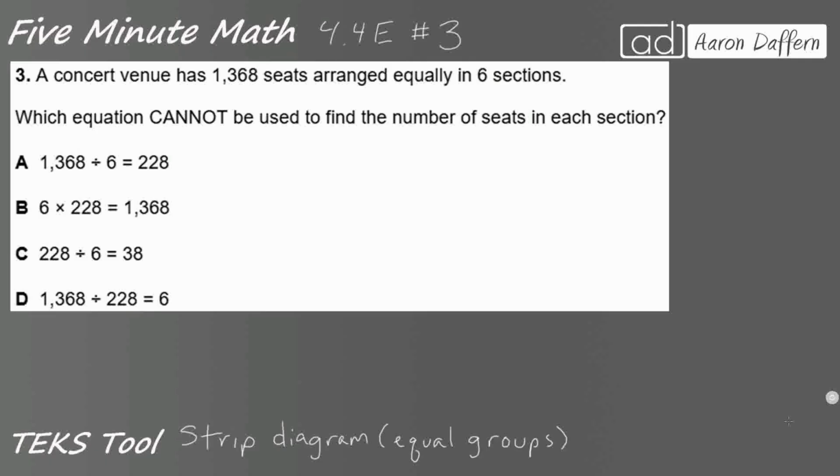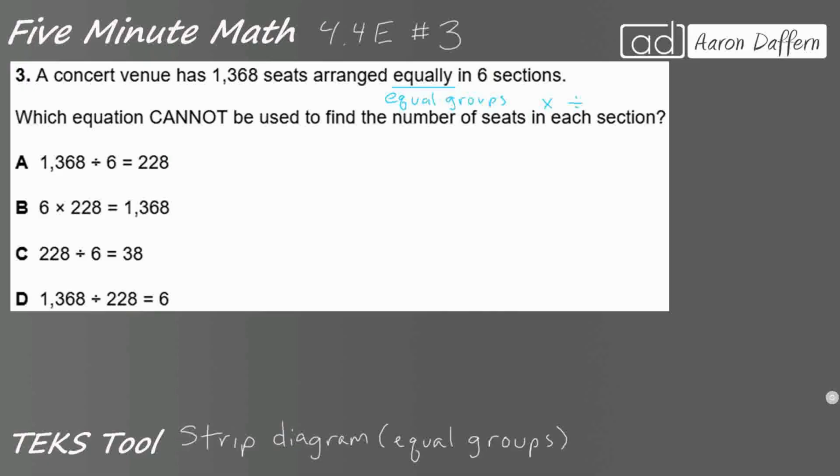So we've got a concert venue. It's got a bunch of seats, and it's going to be arranged equally into 6 sections. Now, when we see that, that should give us our first clue that we are dealing with equal groups. And that's going to be important because when we have a word problem and we get some clues that we're dealing with equal groups, then that lets us know we either need to multiply or to divide. And it depends on what we have and what we're being asked to find.